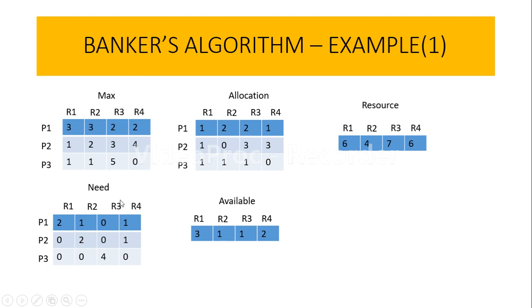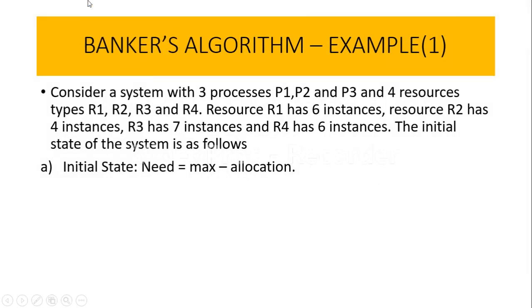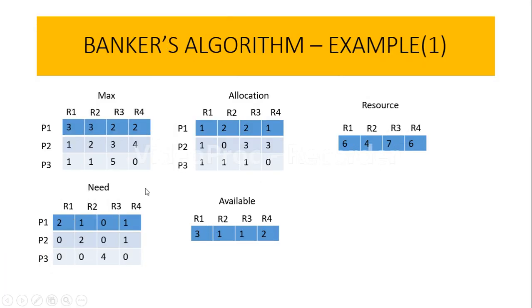Okay, so now let us find the need. So this is the allocation and this is the need. How exactly are we going to find the need? Just now you have seen the formula. Need is nothing but maximum minus allocation, right? So here you can see need is nothing but maximum minus allocation. By checking these 2 tables or 2 matrices, you can find out the need. I'll show you how. So let us work for P1.